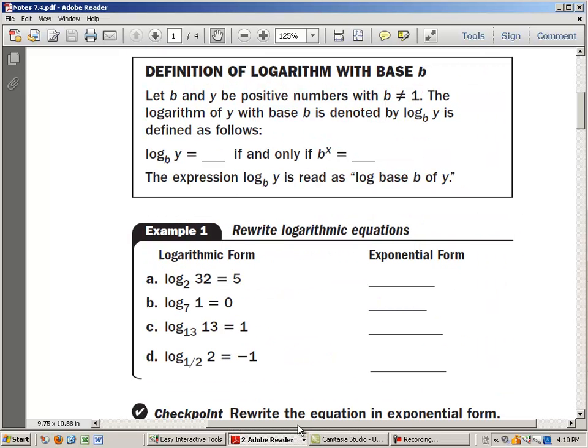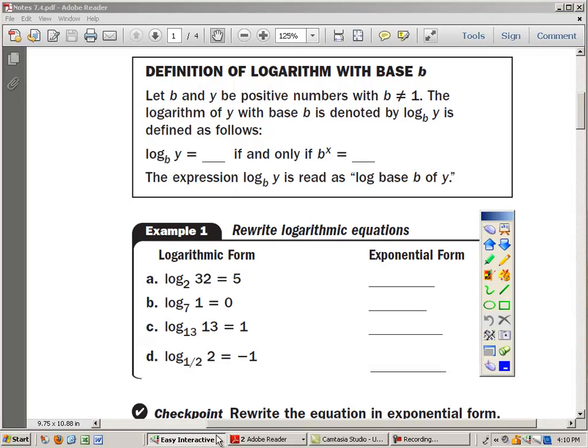Let's slide over to here. It says let b and y be positive numbers where b is not equal to 1. The logarithm of y with base b is denoted by log base b of y. Again, we read this, log base b of y is defined as follows. Log base b of y is equal to x if and only if b to the x power is equal to y.